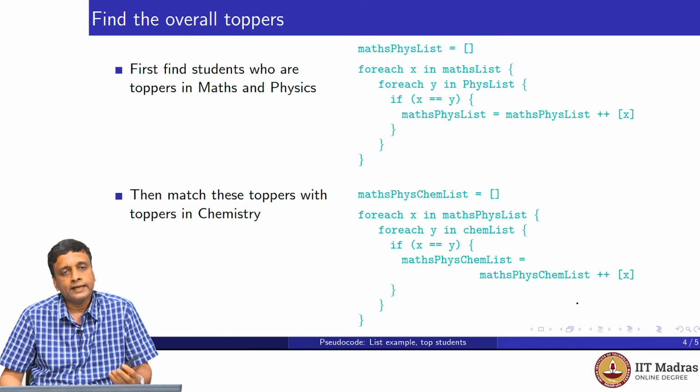And now we take this list, so we now know those students who are toppers in 2 subjects, and we want to check if they are also toppers in chemistry. So now we do a nested iteration between the maths physics list and the chemistry list. So the maths physics list is the list we just created, the chemistry list is the list that we got by examining the cutoff marks, and again by doing this nested iteration, in 2 nested iterations, basically we have extracted the toppers across all 3 subjects.